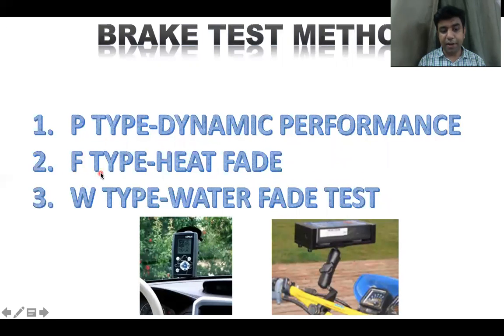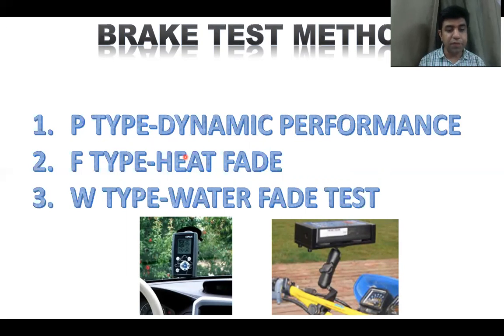Another is the F type test. F actually stands for friction, while P stands for performance. Where there is friction, obviously there is a chance of heat development. But how is this heat developed in brake testing? The generation of heat is normally due to repeated application of the brake, and this will happen if we drive a vehicle for a longer time duration.